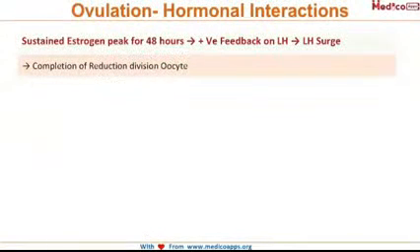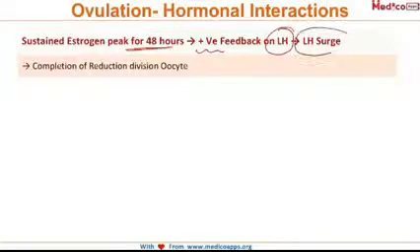So, let's revise once again. There is a sustained estrogen peak for around 48 hours. This will lead to a positive feedback effect on the LH, subsequently leading to the LH surge and LH peak. And it is because of this LH surge that there is completion of the reduction division of the oocyte. That is, meiosis 1 is completed, leading to the formation of the secondary oocyte and one polar body.